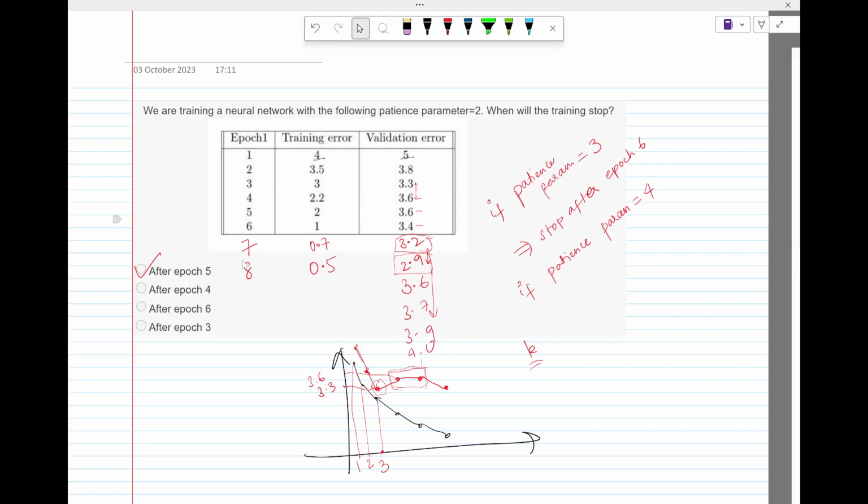Okay, so I hope that part is clear. Patience parameter just means how much you want to wait and see if the validation error is decreasing even more or not. If it is decreasing more, then you want to continue training. If it isn't really decreasing, then you would like to stop your training.